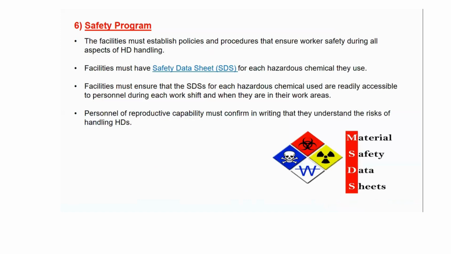The last recommendation is the safety program. The facility must establish policies and procedures that ensure worker safety during all aspects of hazardous drug handling. Facilities must have a safety data sheet for each hazardous chemical they use. These safety data sheets must be readily accessible and available to all personnel during each work shift and when they are in their work areas. As well, personnel of reproductive capability must confirm in writing that they understand the risk of these drugs clearly.